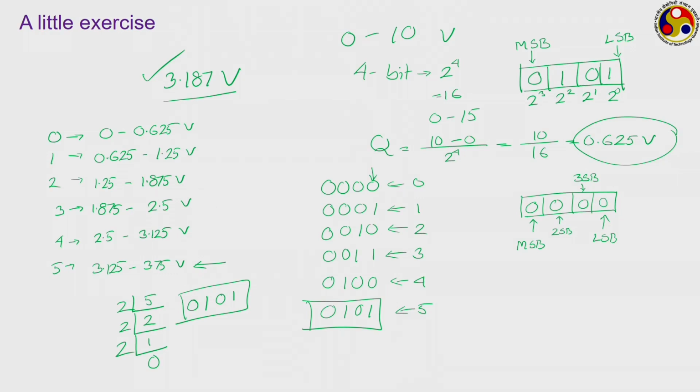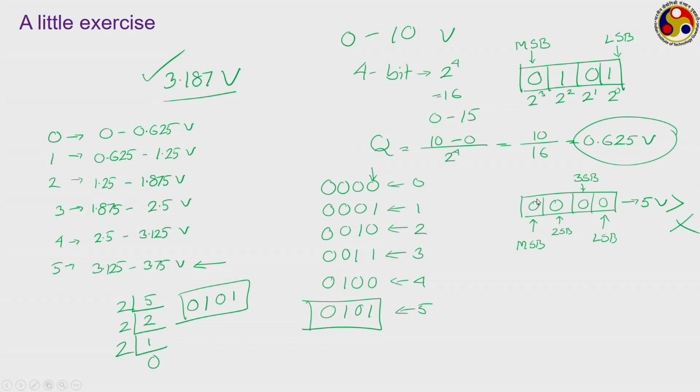Now, when the conversion process starts, the register will set the MSB to 1. Then 1 0 0 0. Corresponding to 1 0 0 0, what should be the value? The corresponding value is 5 volt. Now, this is greater than this 3.187. So, this is not possible. So, this goes back to 0.